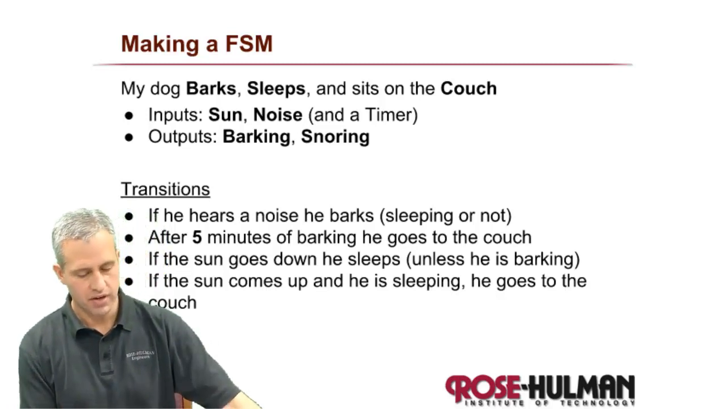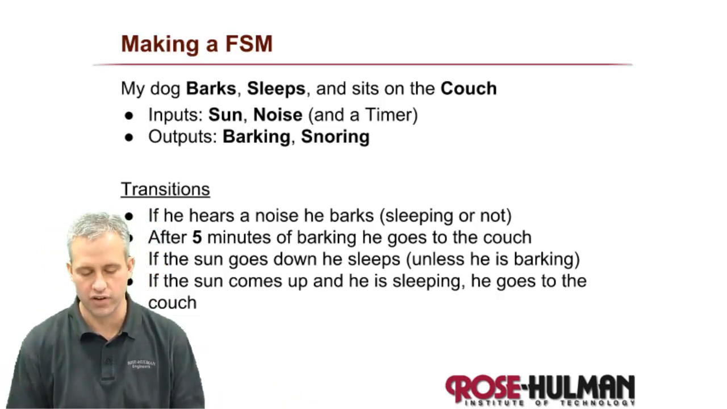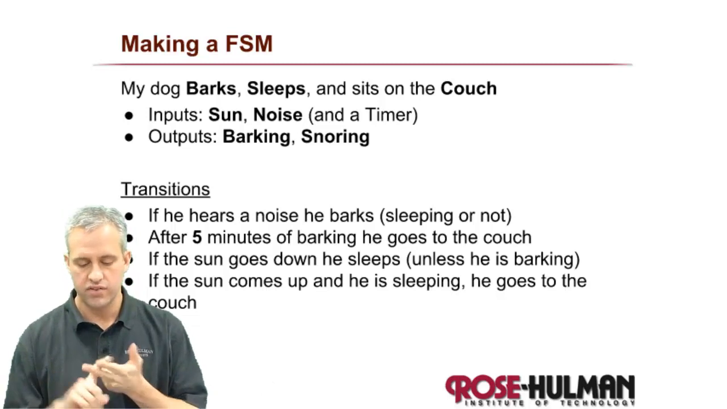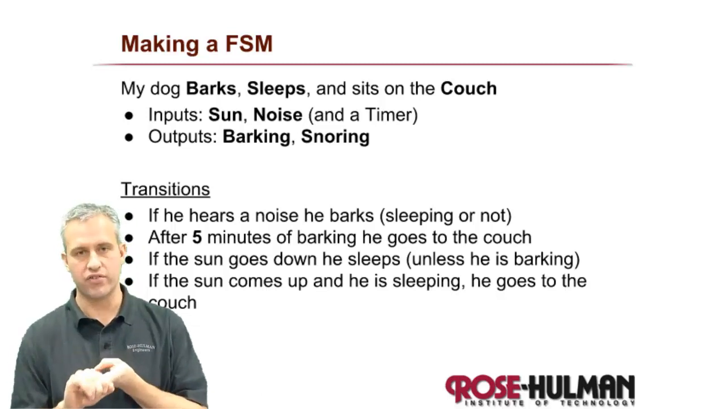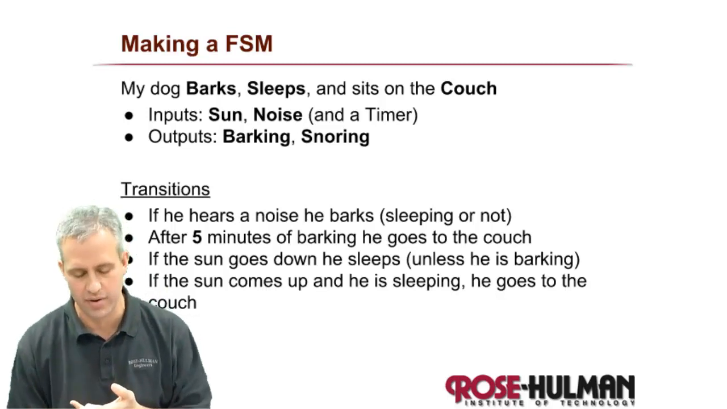So the problem statement here is a dog. This is a rather simple dog. It barks, sleeps, and sits on the couch. So there's three things it can do. So you've probably got a good idea for how many circles there are going to be.